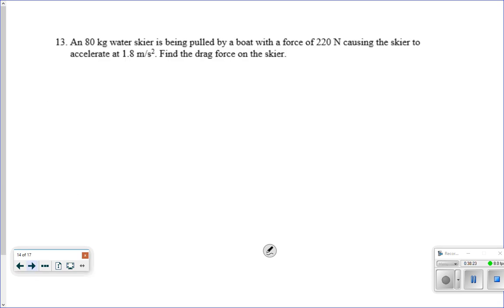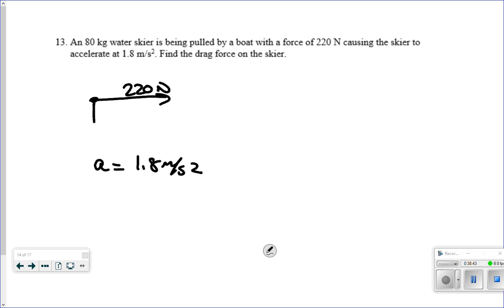Water skier being pulled by a boat. I'm not going to draw a boat and a water skier. You can do that. You know me, I always draw a darn dot for everything or a box. Okay, but let's say we're getting pulled with a force of 220 newtons. The skier is accelerating at 1.8 meters per second squared.